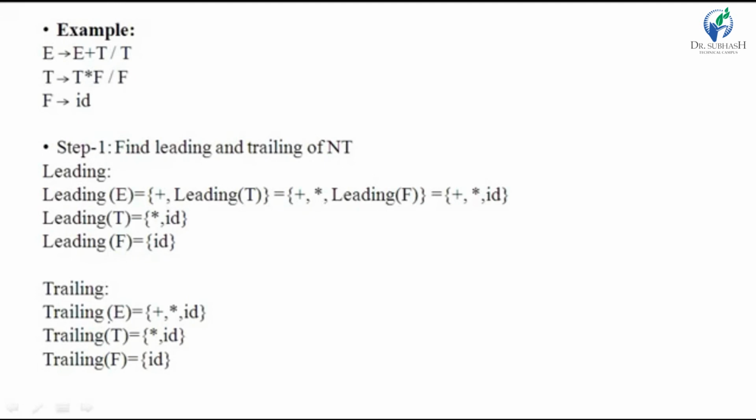Trailing of E. Trailing of E, it means last terminal which is plus. Then after trailing of T. So plus, comma, trailing of T. So trailing of T, star and trailing of F. Trailing of F is ID. So trailing of E is equal to plus, star and ID.